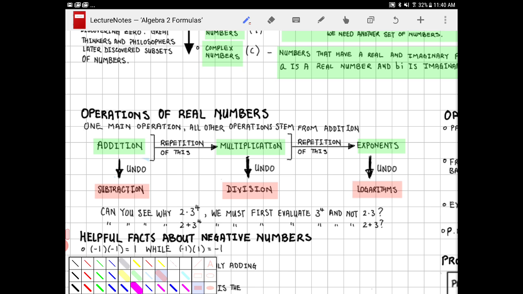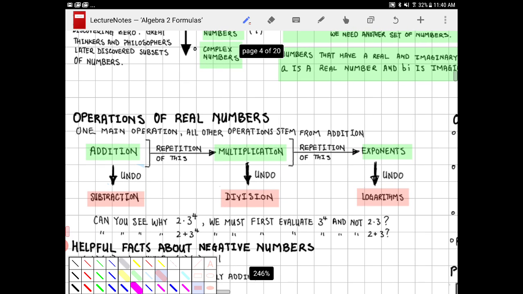So if you look at this chain of operations, it makes sense. Can you see why, if we were to perform the operation 2 times 3 to the 4th, we must first evaluate 3 to the 4th and not 2 times 3? Pause the video to see if you can answer that question.